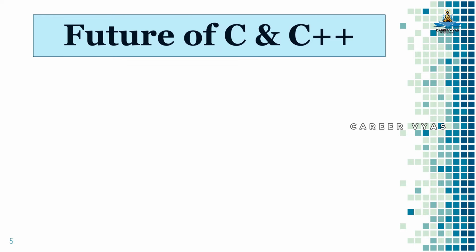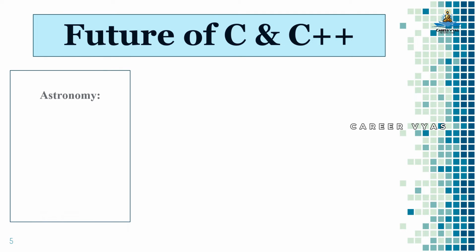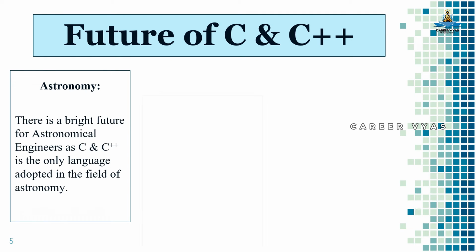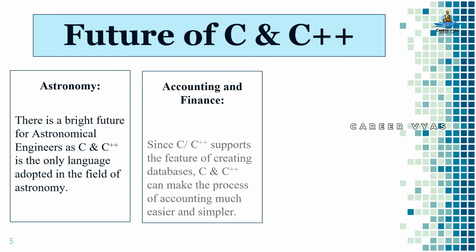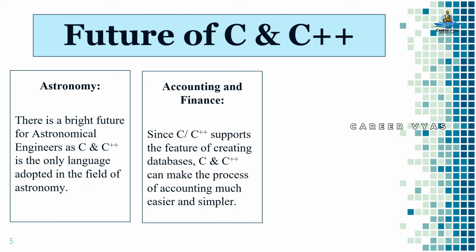Okay? Today we are discussing the C++ programming language only because it has some future importance, some future reference. Like in the astronomy field, there is a bright future for astronomical engineers as C and C++ is the only language adopted in the field of astronomy. Then, in the field of accounting and finance, since C or C++ supports the feature of creating databases, C and C++ can make the process of accounting much easier and simpler.